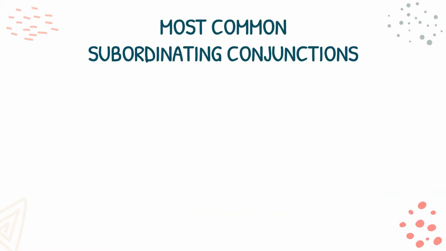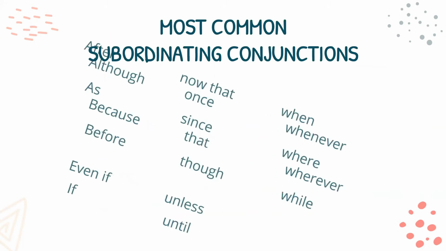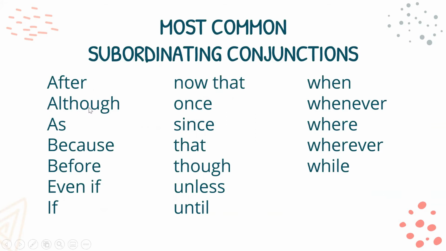What are those subordinators? Let's give examples. Here are the most common subordinating conjunctions. When you see them at the beginning, it means that it is a dependent clause that doesn't express a complete thought. Okay? So we have after, although, as, because, before, even if, now that, once, since, that, though, unless, until, when, whenever, where, wherever, and while. These are not the only subordinating conjunctions. There are many more, and I will put the link to the complete list of subordinating conjunctions in our description box.